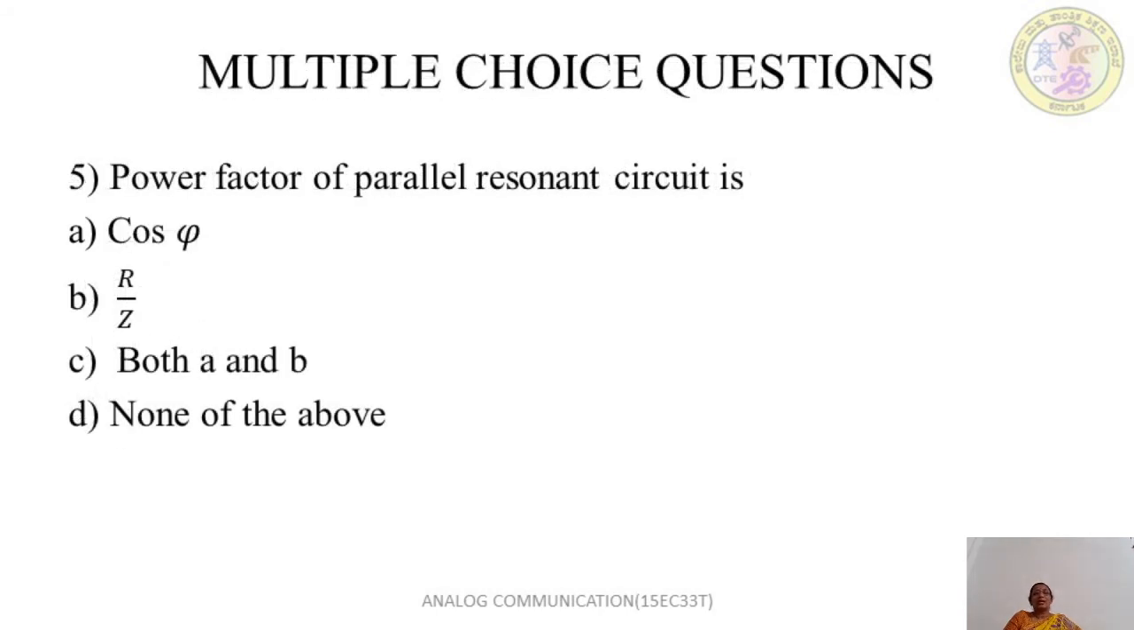Power factor of parallel resonant circuit: option A, cos phi; B, R by Z; C, both A and B; D, none of the above. The power factor is defined as cosine of angle of lead or lag, that is cos phi. It is also defined as the ratio of resistance to impedance of the circuit. Therefore, the answer is C, both A and B.